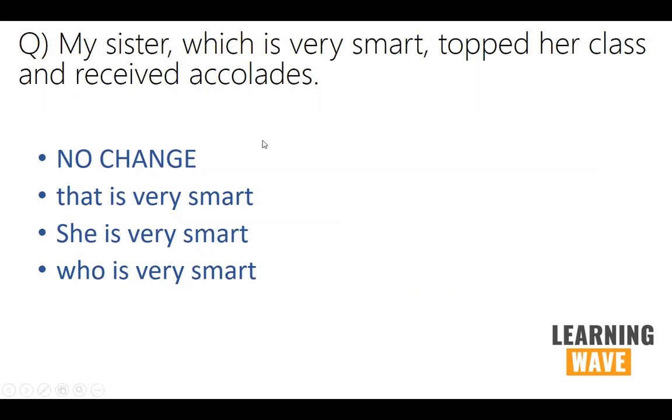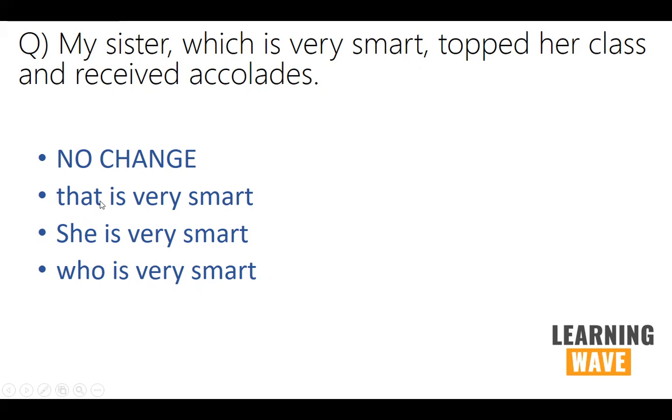My sister, which is very smart, topped her class and received accolades. Now we are looking at this clause here. You can pause the video and try to answer this yourself, but try to refer to the rules as well because they'll come in handy when you are trying even more complex questions. Okay, so in the rules we learned that the word which only refers to things, but the word here being referred to is sister. Sister is not a thing, so the first option is out.